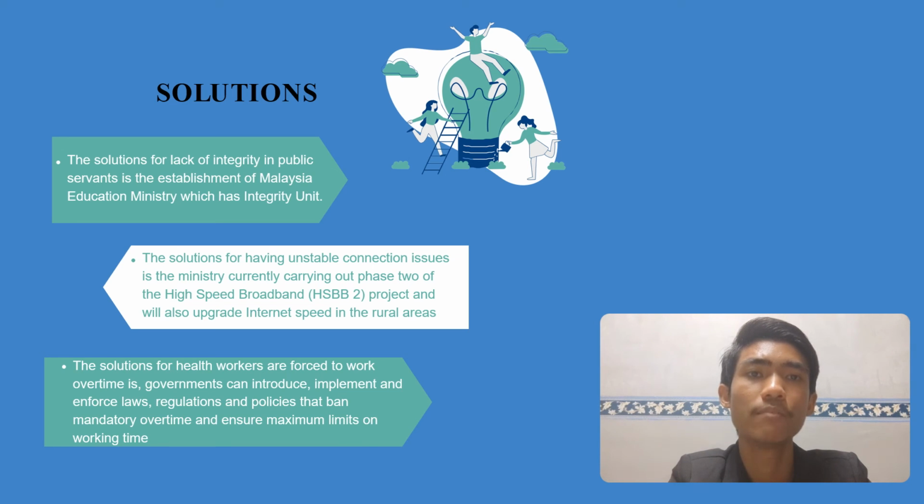The solution for the unstable connection issue is that the ministry is currently carrying out phase 2 of the high-speed broadband HSBB2 project, started last year, involving 390,000 ports, and will also upgrade internet speed in rural areas through the SUBB project involving 420,000 ports. The government is also working to expand cellular internet connectivity by building new communication towers and upgrading 3G coverage through existing towers.